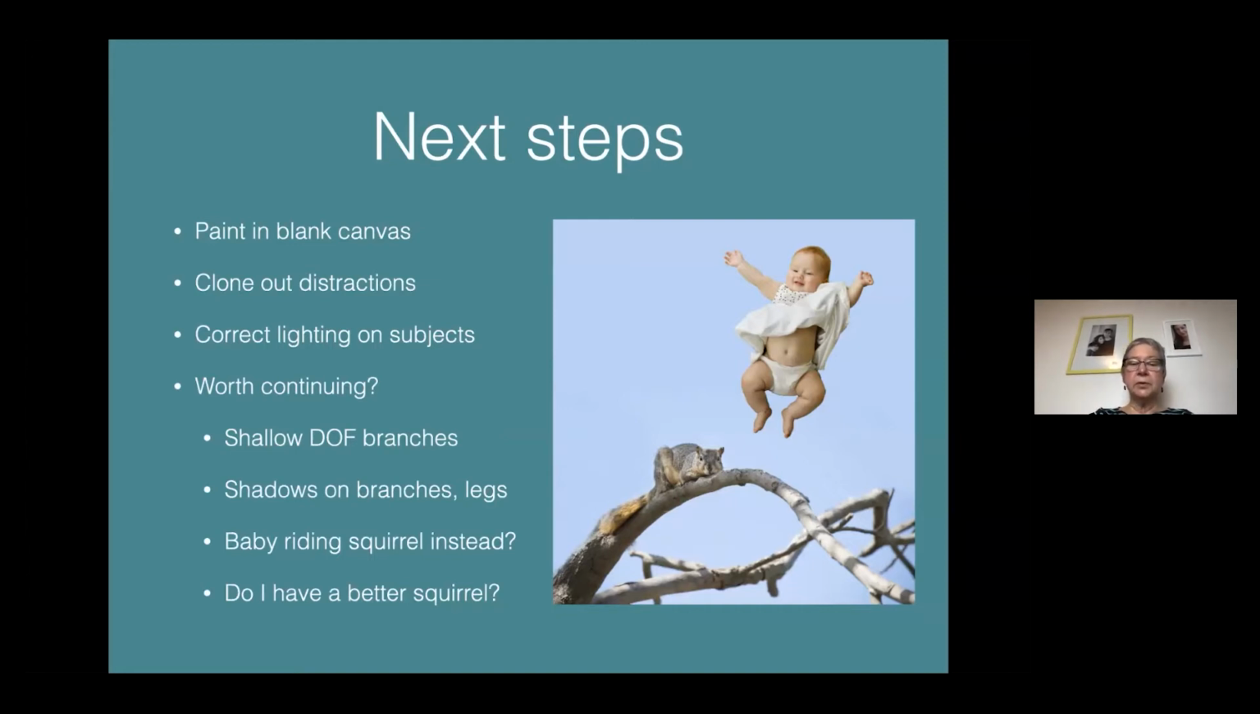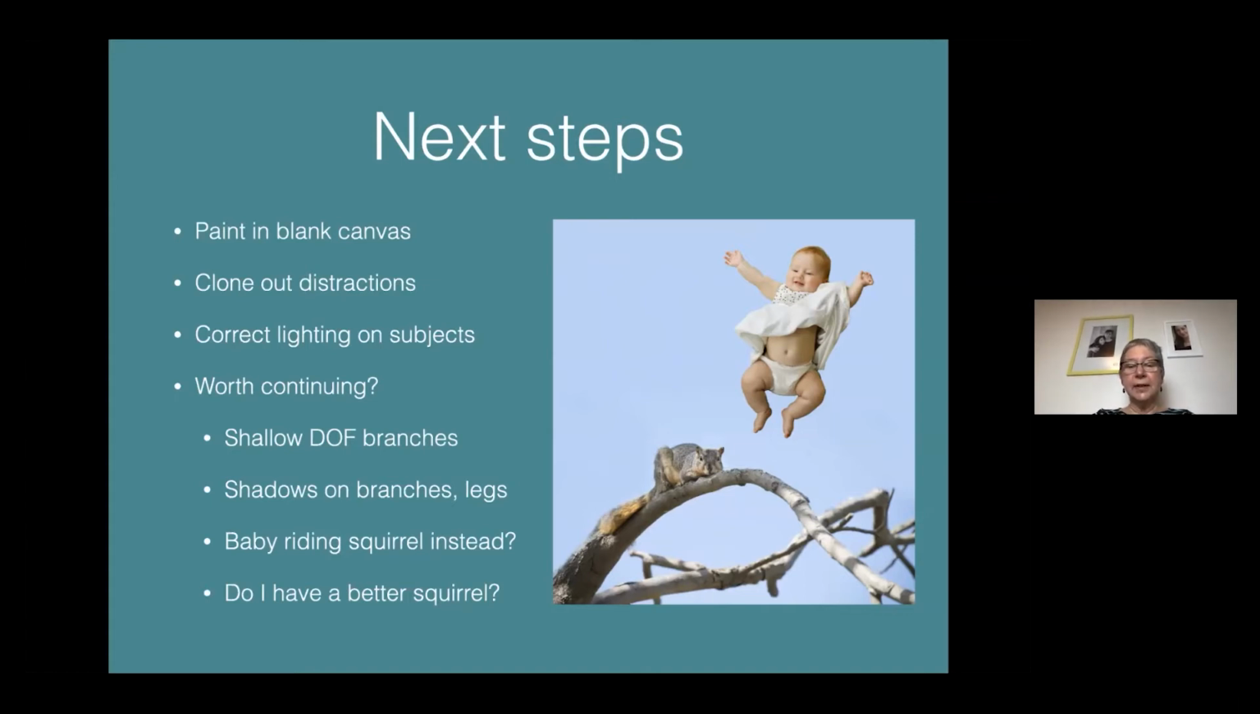I've got some shallow depth of field on those branches in the background. So they're pretty fuzzy, but they're not really adding to it. So I could clone those out if I wanted to keep going here. I've got the shadows on the branches. That could be kind of messy. That's always difficult, so I'd have to think about that. The legs of the baby aren't as bright as her arms, and so maybe I want to brighten those up a bit.